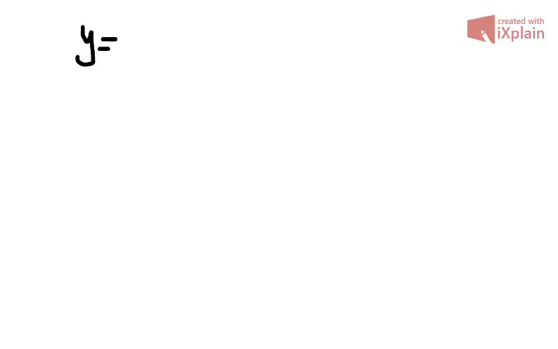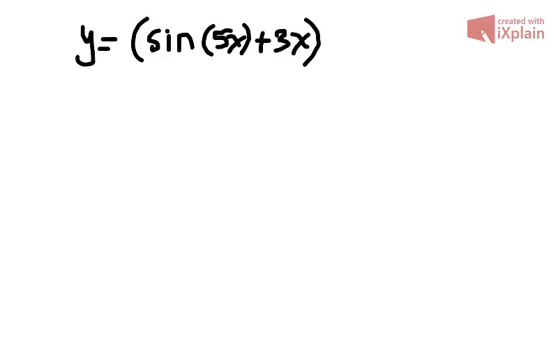Differentiating a composite function like this one here, sine of 5x plus 3x, everything to the power of 2. So we want to differentiate y with respect to x. Straight away, the chain rule we could use.